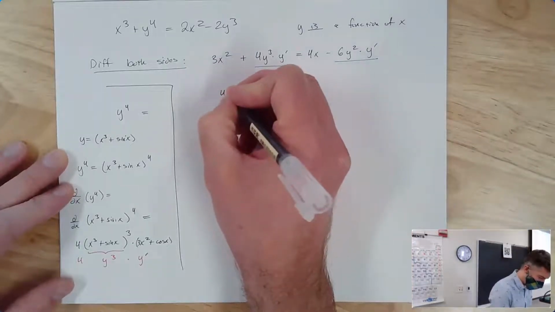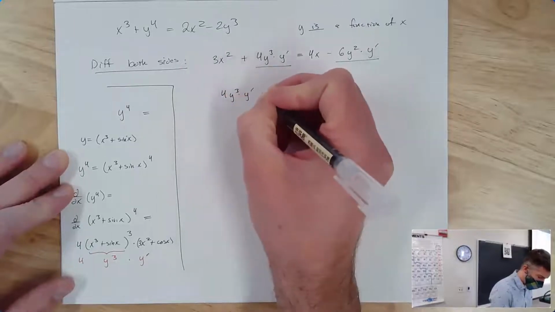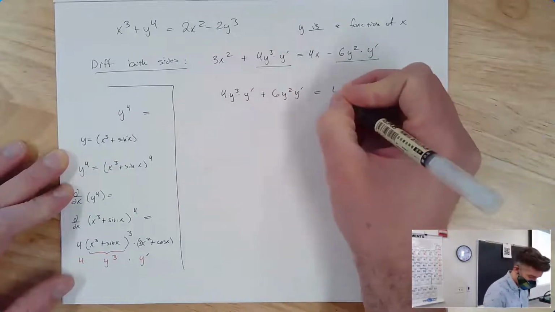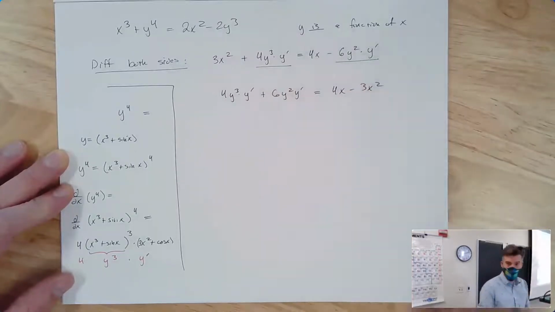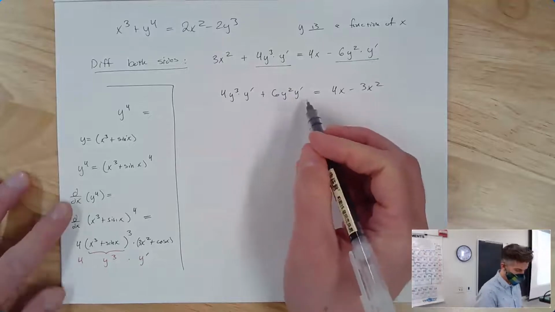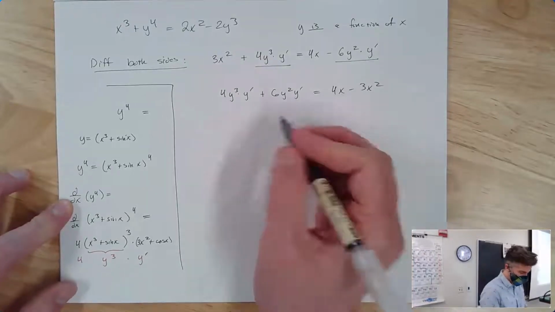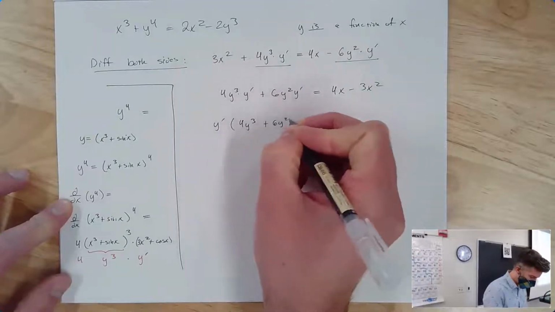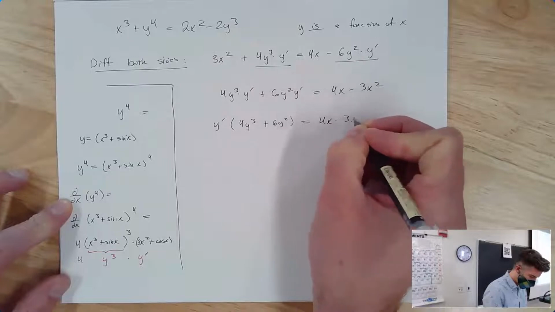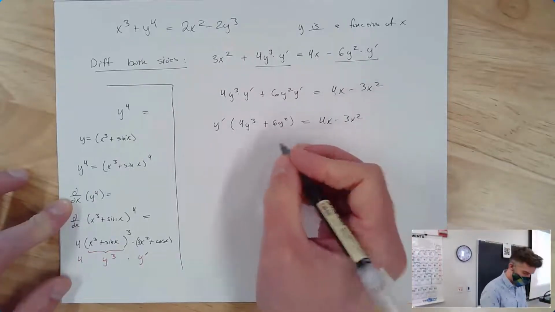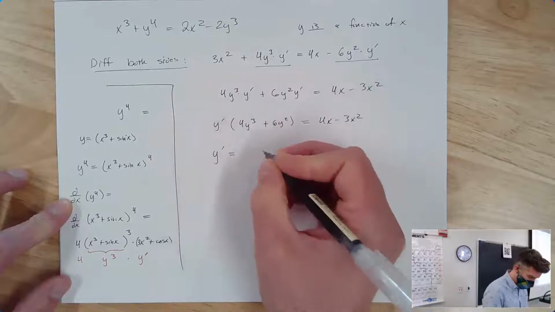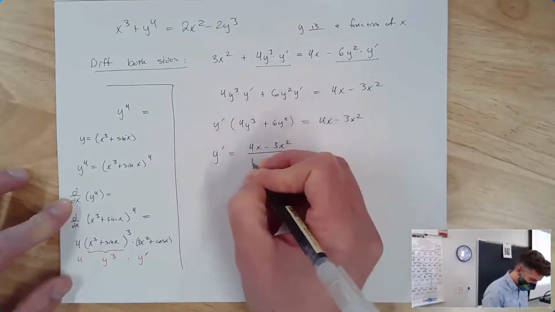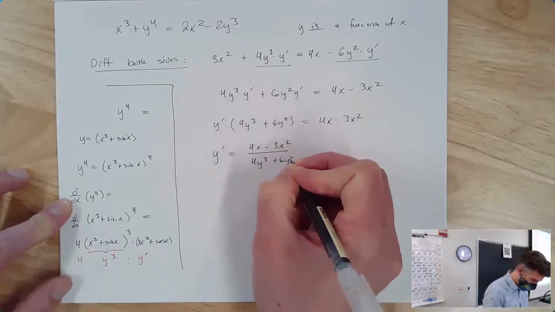I'm going to move everything to the left-hand side because that's going to keep more things positive. It doesn't really actually matter. It's just the choice I usually make. So I get 4y cubed times y prime plus 6y squared y prime equal to 4x minus 3x squared. Factor out the y prime. I might even do that in the same step, depending on how comfortable I felt with the algebra. And then finally, divide by 4y cubed plus 6y squared. So the derivative here at any point (x, y) is 4x minus 3x squared over 4y cubed plus 6y squared.